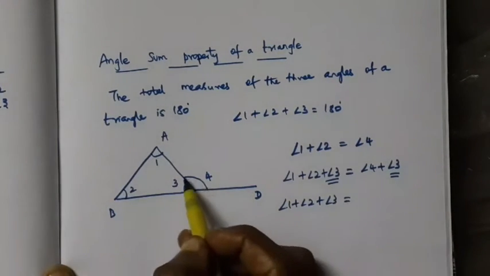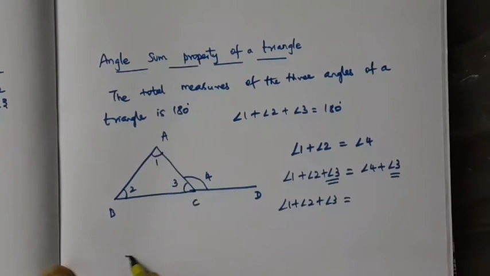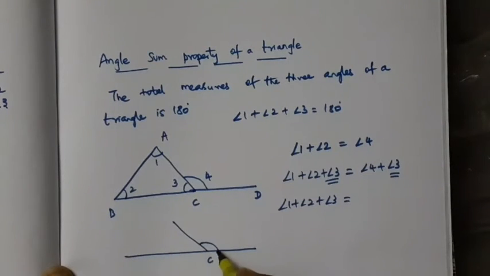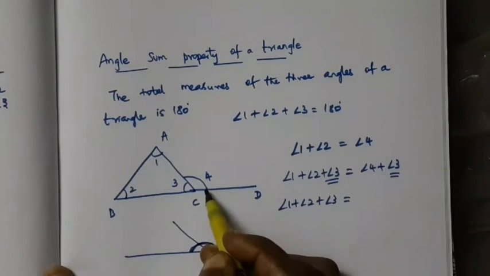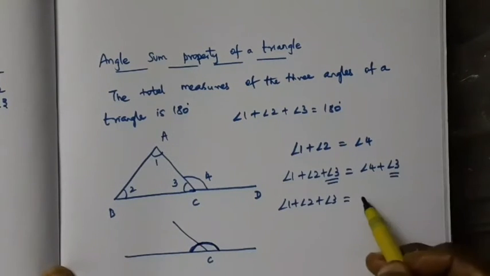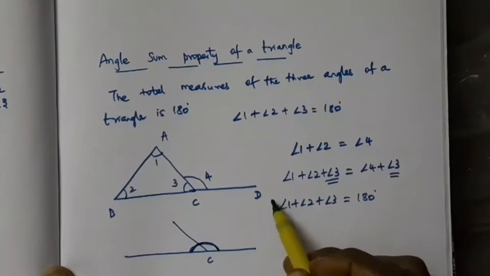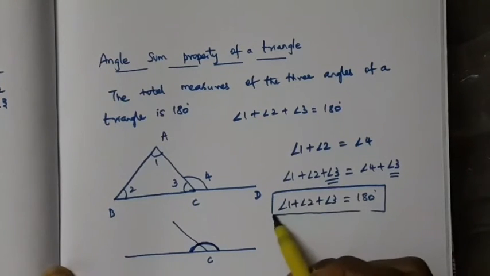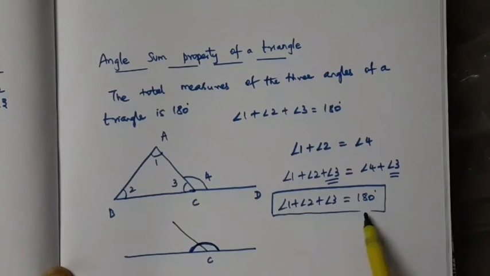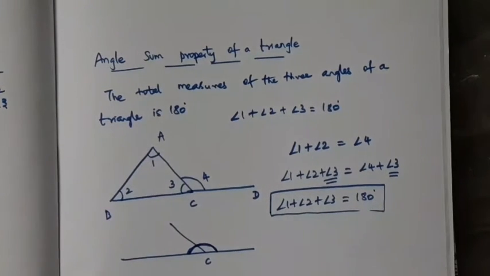So what is this angle 4 plus angle 3? This is angle 4 and this is angle 3, and this is a straight line. From here to here is angle 4, from here to here is angle 3. What is this total angle? This total angle from here to here is 180 degrees. So if you add angle 4 plus angle 3, that will give 180 degrees. So we have proved that if you add all the three angles in a triangle, that will give 180.